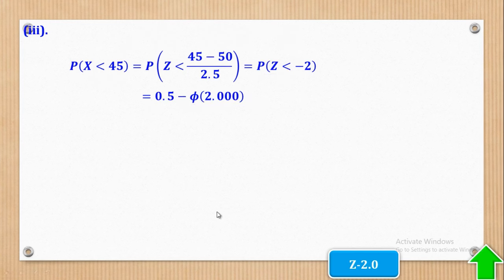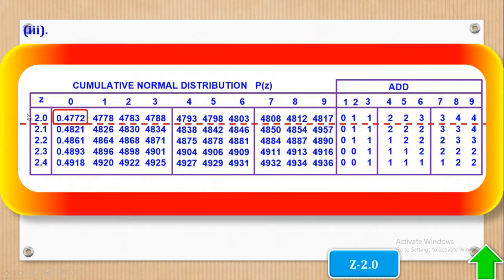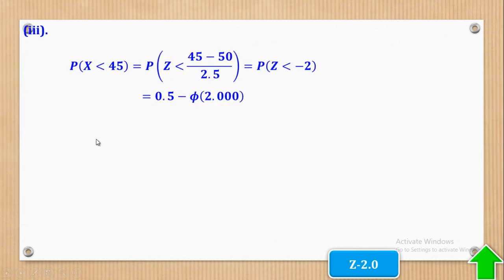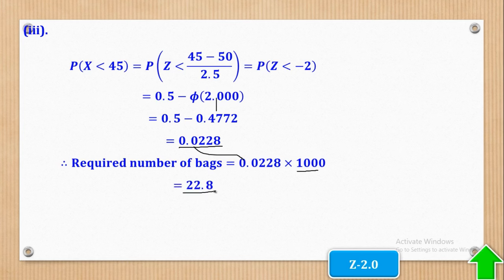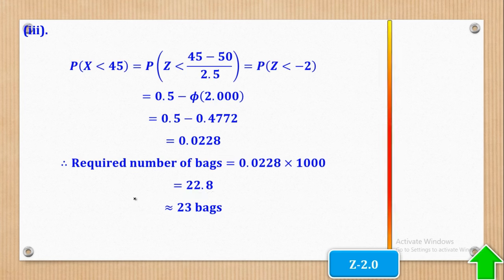So next is to use mathematical tables to get the value of phi 2.0, which is 0.4772. Therefore you write that, and when I subtract I come up with 0.0228. But the total number of bags were 1000, therefore the ones which were rejected will be this probability multiplied by the total, which is 1000, to come up with 22.8, and then we round off to a whole number, which will be 23 bags. So basically that's what they wanted.